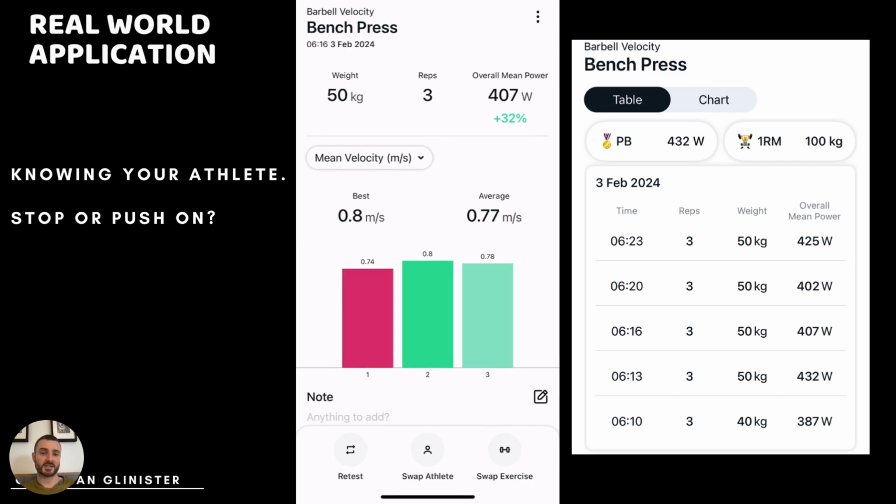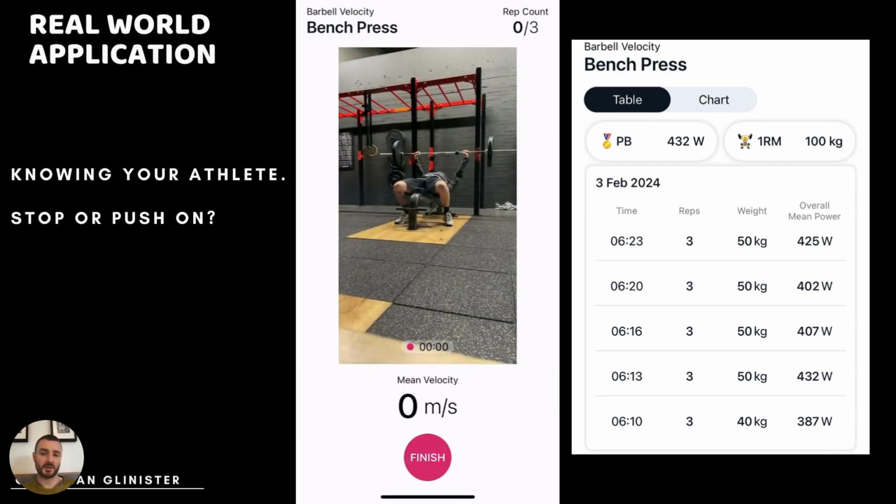So when I did this, you can see I did 3 bench press. Now that gave me an average of 0.77 meters per second. It's really good feedback. So how am I going to use that? Well, if you then look to the table at the right, it gives me not just the speed at the end, but then I can click on a table and it gives me the overall mean power of that set.